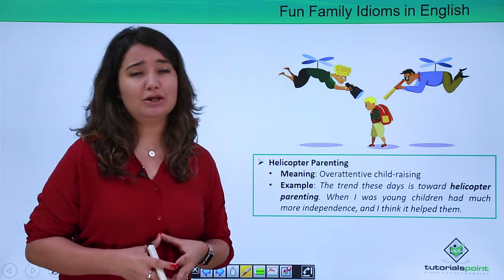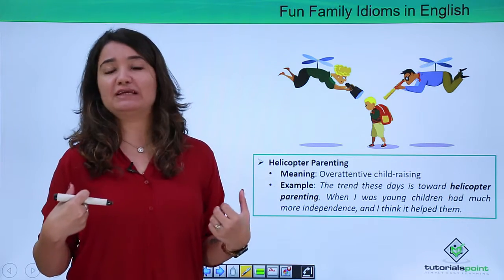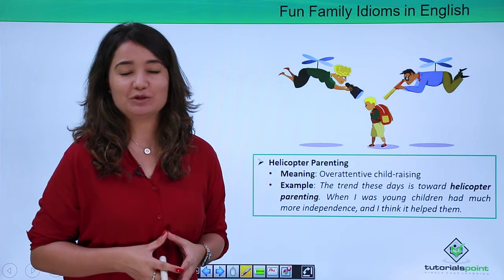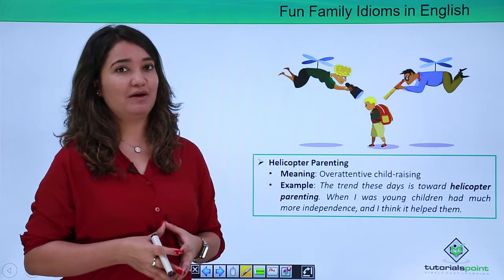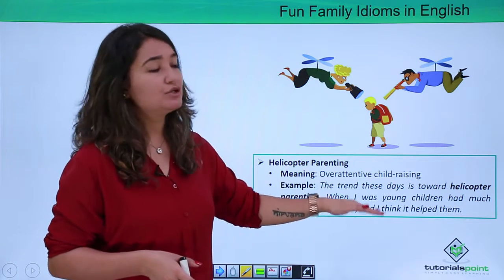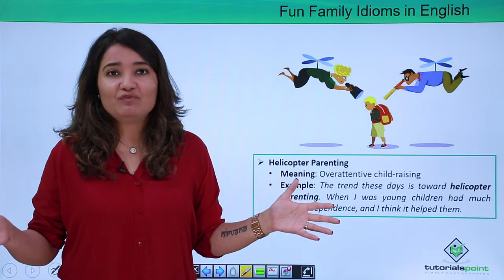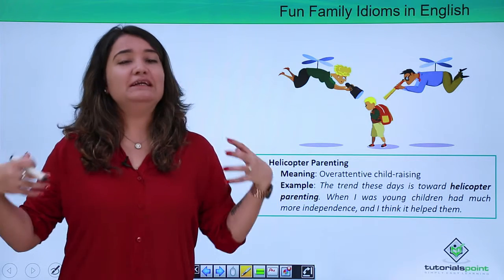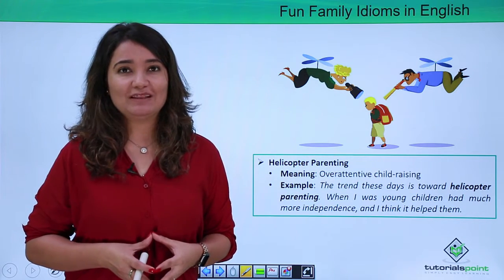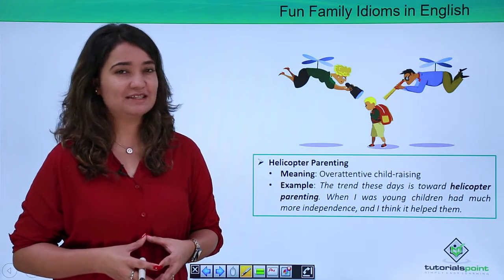Helicopter parenting, oh, not the best place to be in. So when your parents are way too possessive, overprotective, over caring about you, over pampering, that sort of parenting is called helicopter parenting, right? The trend these days is towards helicopter parenting. When I was young, children had much more independence, and I think it helped them. So a situation wherein you are being overly checked by your parents and they are being way too protective about you, that is when they are practicing helicopter parenting, and it might irritate you sometimes. So not the best situation to be in.